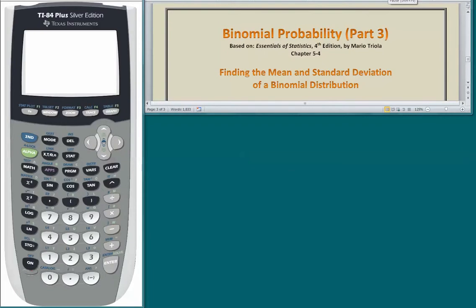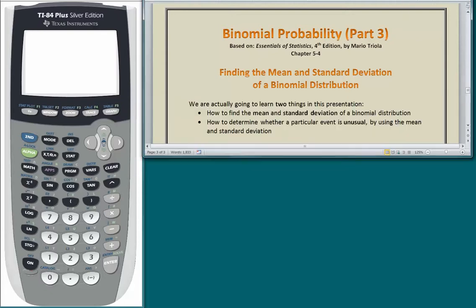This is part 3 of our presentation on binomial probability. And actually, this part is not technically about probability. It's about how to find descriptive statistics from a binomial distribution. So the title of this presentation is Finding the Mean and Standard Deviation of a Binomial Distribution. And we're going to be using the calculator to do this.